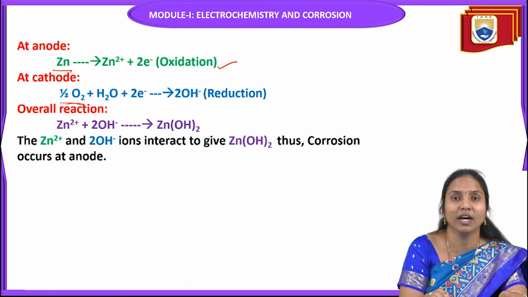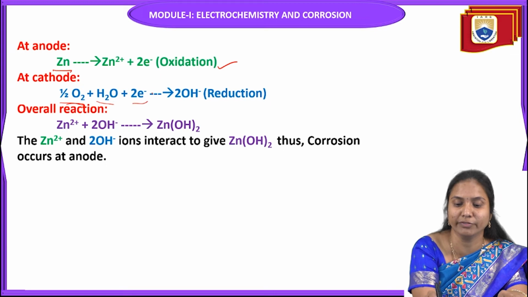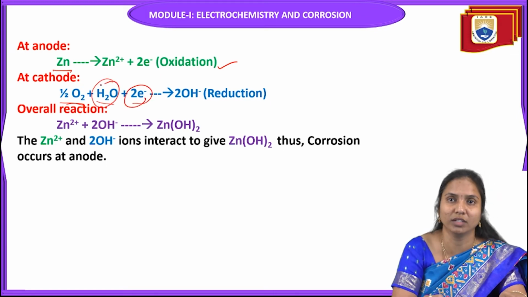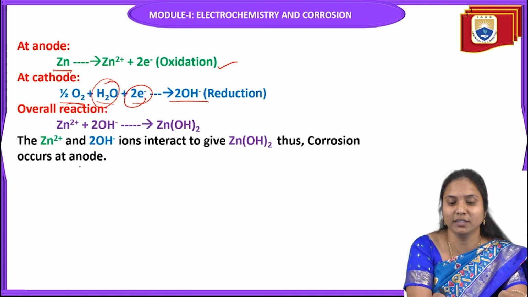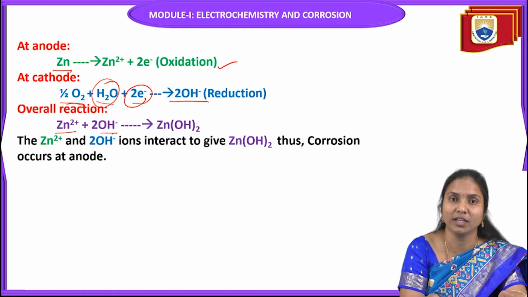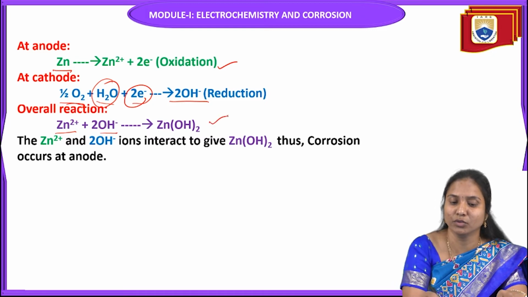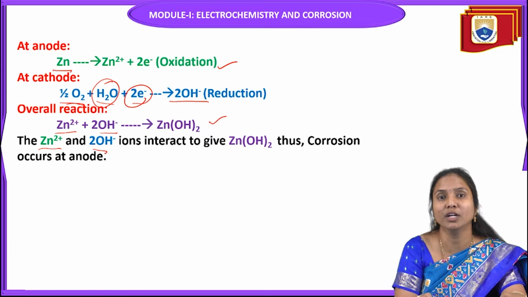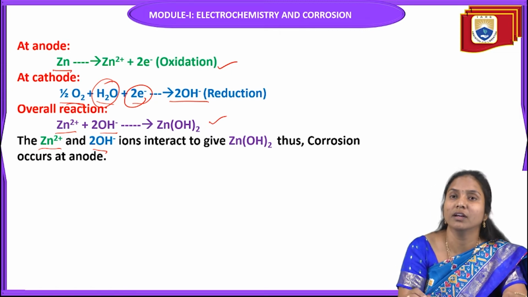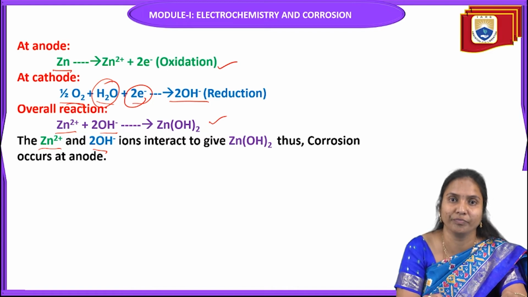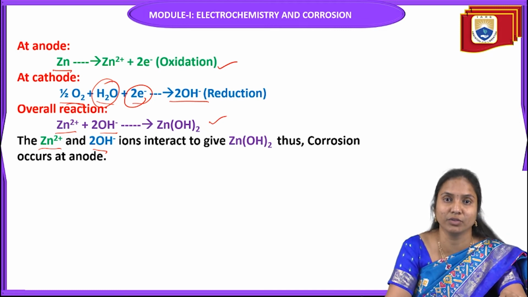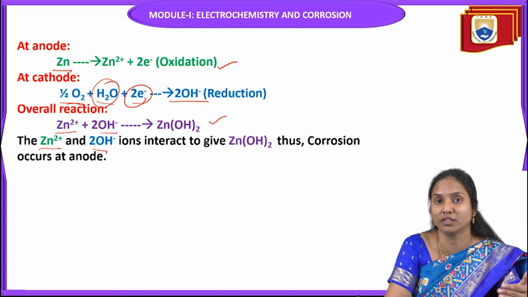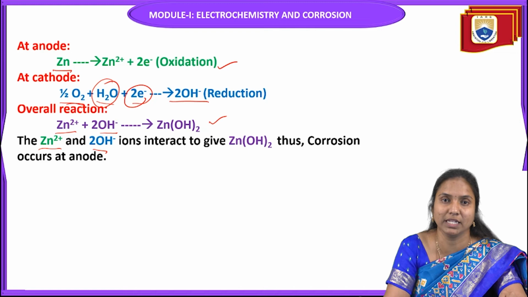So at the cathodic area, atmospheric oxygen gains electrons and also reacts with water, forming 2 OH minus ions. So the overall reaction is Zn2+ and OH minus ions interacting to give zinc hydroxide. The corrosion occurs at the anodic area. At the cathodic area, reduction reactions take place but do not affect the cathode. This type of corrosion is called concentration corrosion. It mainly occurs due to different concentrations of oxygen on the metal surface.